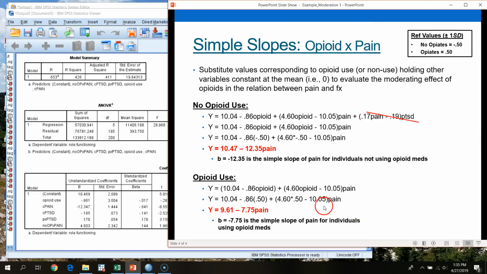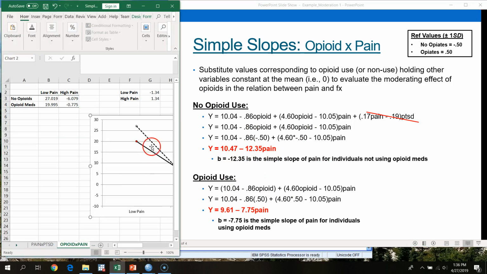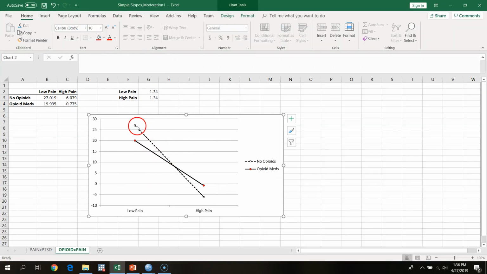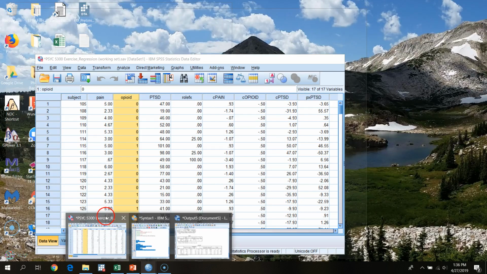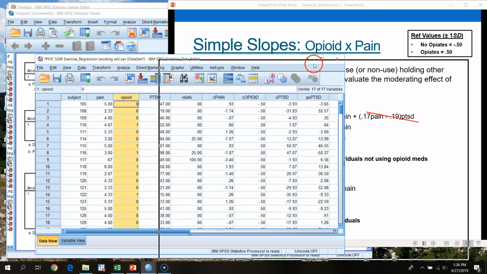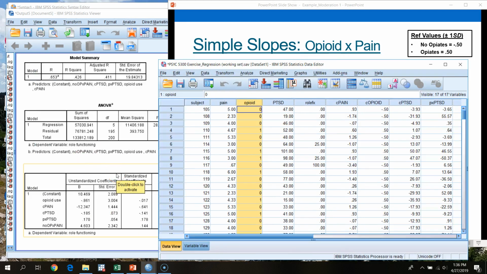But if I go through and take a look at my simple slopes that I calculated by hand for no opiate use, 10.47, 10.47, negative 12.35, negative 12.35, everything's looking good. So we know at no opiate use, we have a statistically significant slope going on right here. Okay, but now my question is, how do I get a coefficient, or how do I test for people who are using? Well, this actually ends up being pretty easy and straightforward.